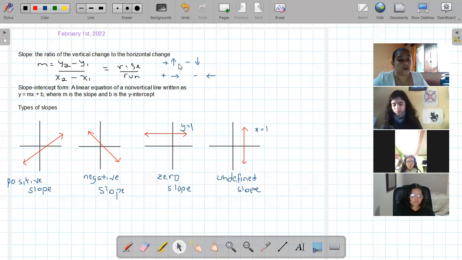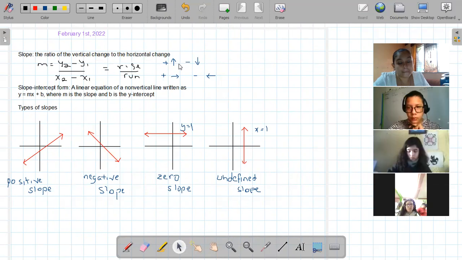Now, in here we have a formal definition that says the ratio of the vertical change to the horizontal change. But I want to ask you, what do you think or what comes to your mind when you hear the word slope, or in Spanish, pendiente? What comes to the top of your mind? And remember, we're not talking of having, es que tengo algo pendiente. No, it's not that type of thing.